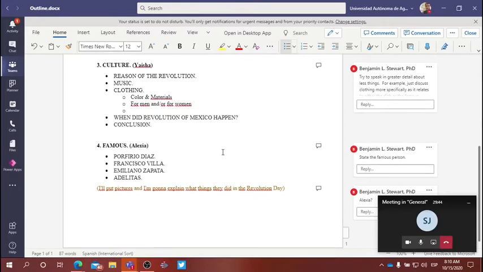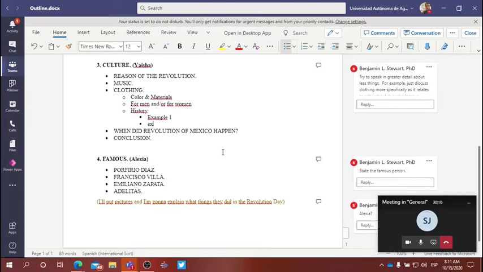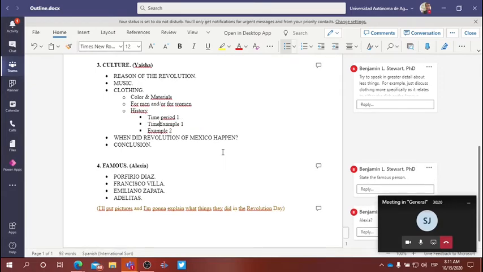It could be the history, for example, I don't know, Tarahumaras dress and have a way to dress, and Adelitas have another. I don't know if you understand me. All right, so history, and then maybe the history could be broken down into different types. Or different time periods. Maybe I should put time period. Time period one, time period two, and so on, right? So maybe that could be a subcategory, time period three.